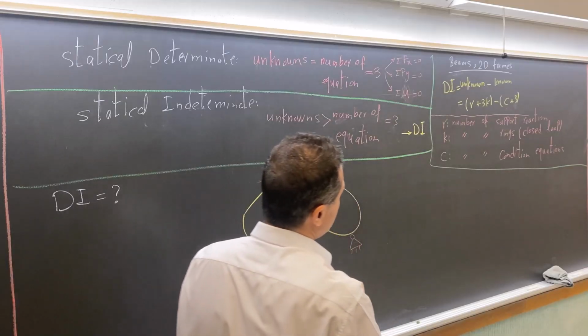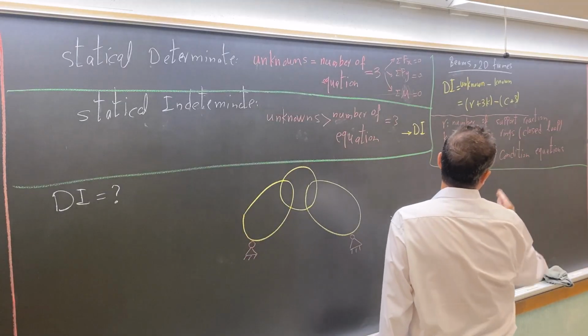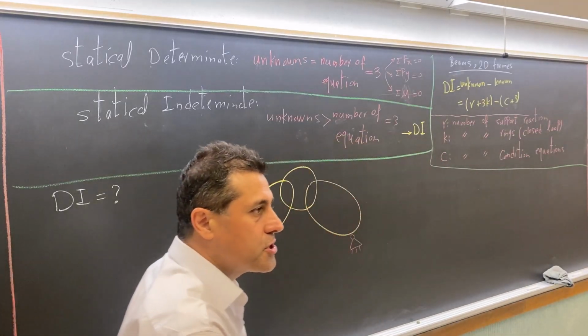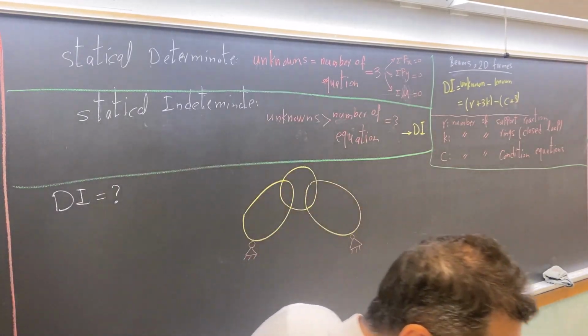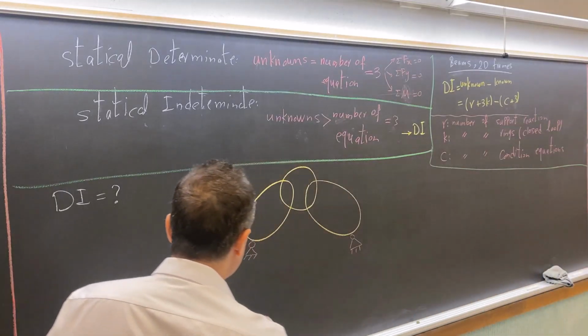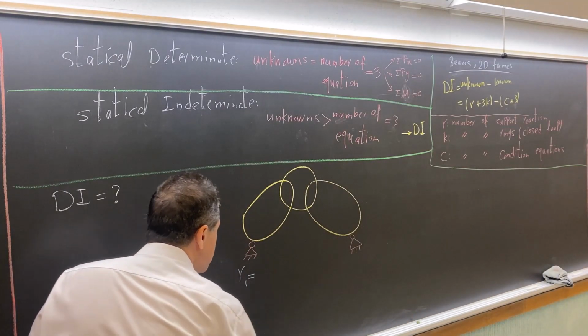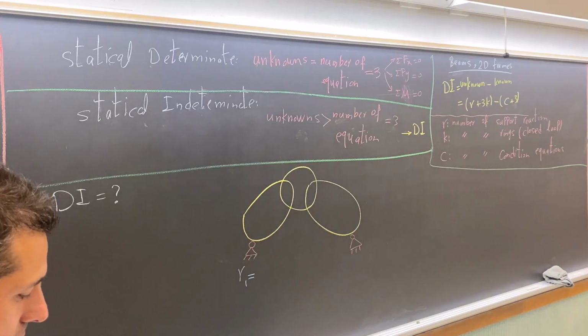Look at the first parameter, the number of support reactions, which are unknown. Okay, we have a support reaction here, which is a pin. How many unknown reactions do we have for this?